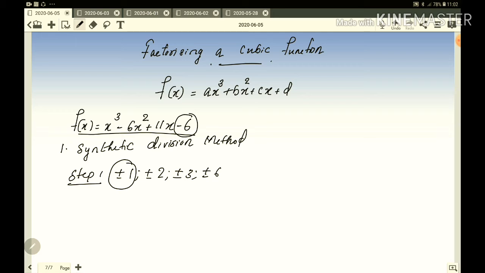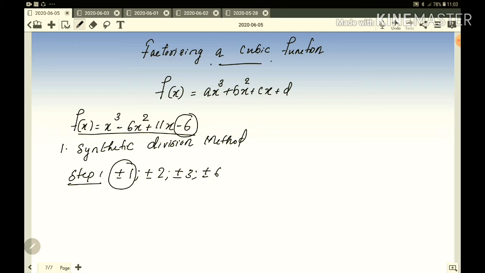I'm going to start with plus 1. So for that, I repeat once again, go to the constant of the function, then think about the factors of that number. Take the number, then substitute and check, will it give 0? That's the way we are finding the first factor. So I'm starting with 1. Start with the smallest number.